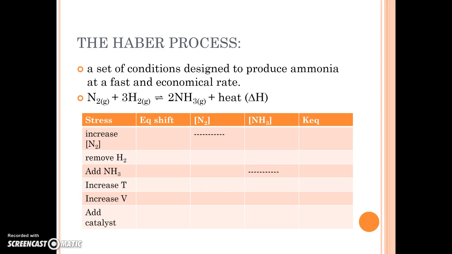Let's talk about why. We go from 1 and 3, 4 moles of gas over here, to 2 moles of gas over here, and notice that it's exothermic. Let's look at what happens when we do some things to this reaction. If we increase the N2, we put pressure on the system, and equilibrium will shift to the right. When we shift the equilibrium to the right, the NH3 increases. The equilibrium constant does not change. Nothing changes the equilibrium constant except changing the temperature.